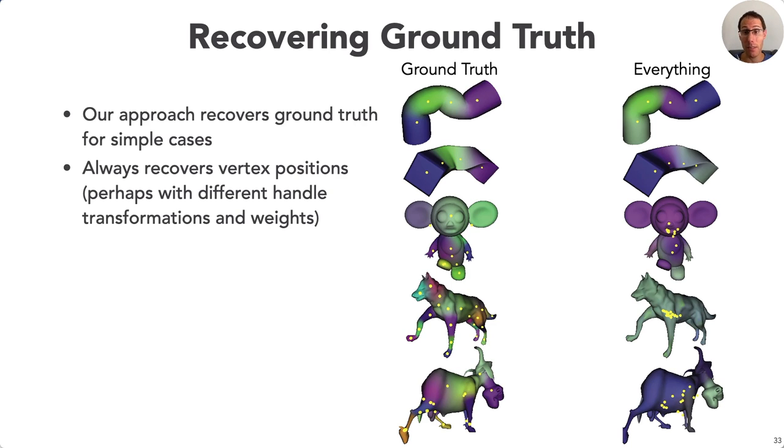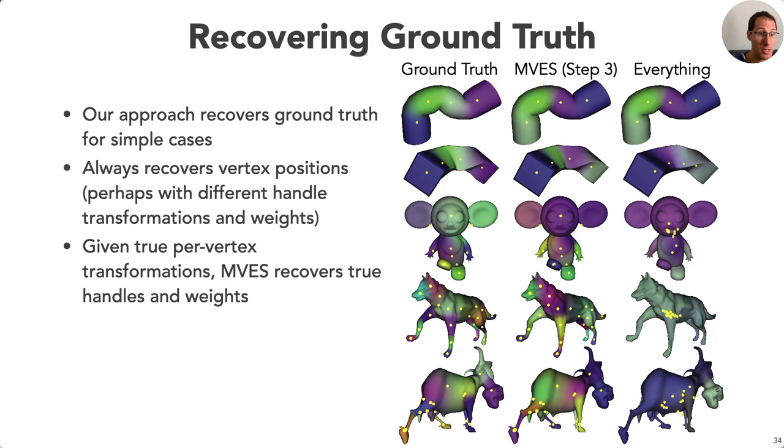Now, to make the problem a little bit easier, let's say we skip step one, and give ourselves the ground truth transformation matrices that were applied per vertex. So we're just evaluating MVES in this case, just evaluating step three, because we're given those 12 p-dimensional positions, and there's a known ground truth solution here. Step two is sort of trivial, so it's just step three that's being evaluated. And we can see that given true per vertex transformations, our MVES does recover the true correct ground truth handles and weights. So that's intriguing.